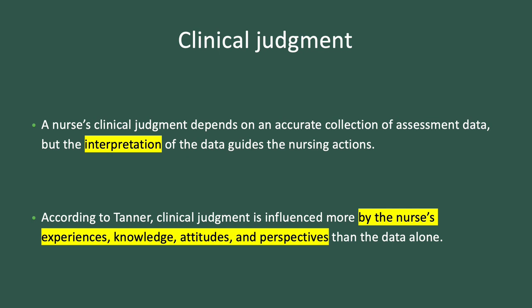According to Tanner, clinical judgment is influenced more by the nurse's experiences, knowledge, attitudes, and perspectives than the data. Because I can give you hard data and say the patient has an elevated temperature of 100.2. And then I can tell you that the patient is sweaty, right? But if I don't have the knowledge, the attitudes and perspectives and the experience to know that the reason they're hot and they're sweaty is because they're an alcoholic and they're going through withdrawal, versus they have an infection, then basically my information is nothing, right? It's just collected data. So the nurse's experiences, knowledge, and attitudes and perspectives are going to sway that data and sway it into a direction in which we can find a conclusive plan for that patient so that we can get them back to baseline as soon as possible.